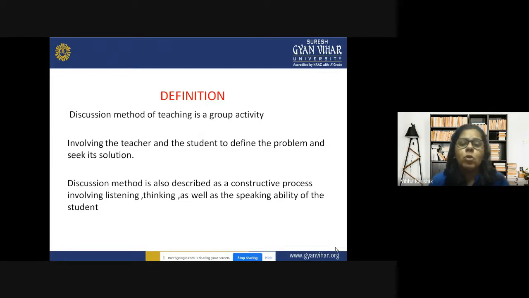Discussion method is also described as a constructive process involving listening, means it's a process where listening is involved. Thinking means we have to think about the different solutions of a particular problem, as well as the speaking ability of the students.